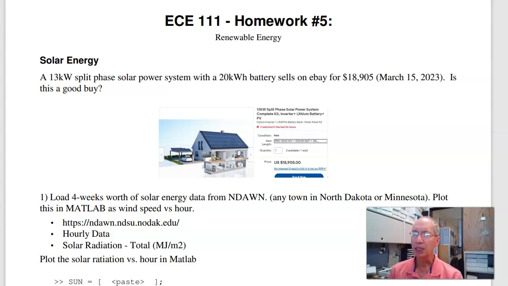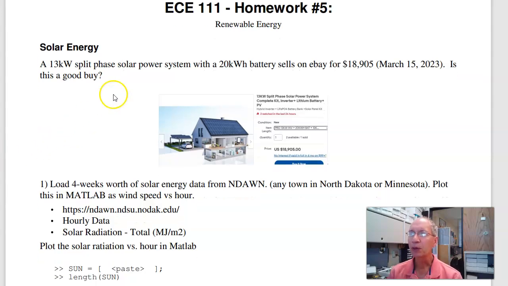So the first problem is looking at solar. If you go to eBay, you can find kits to basically get a turnkey solar system for your house. This one, for example, is a 13 kilowatt solar system for $18,000. Is that a good buy?